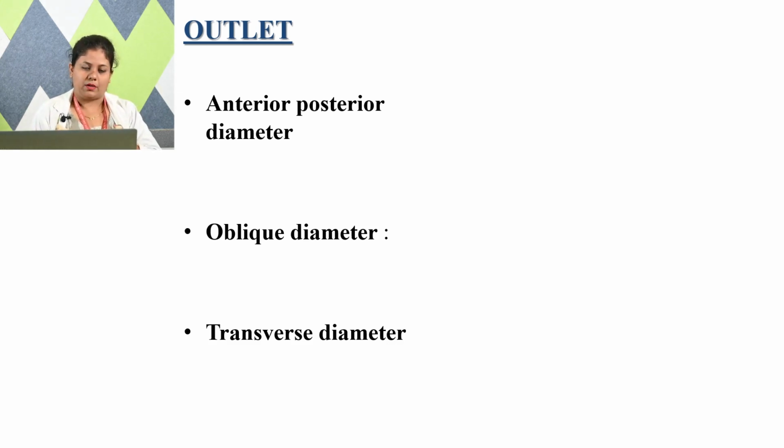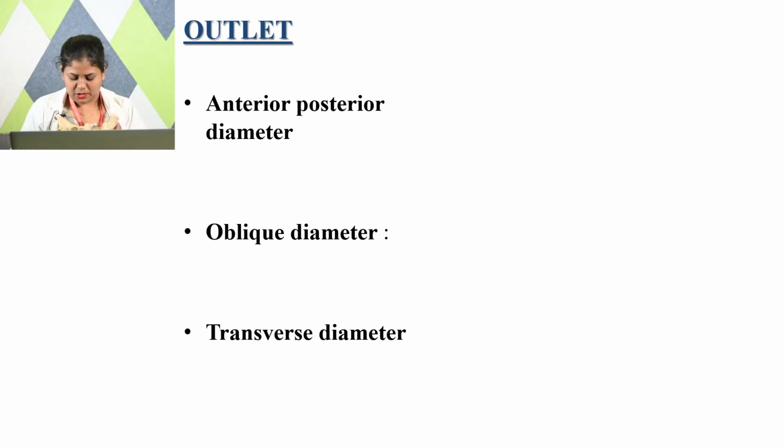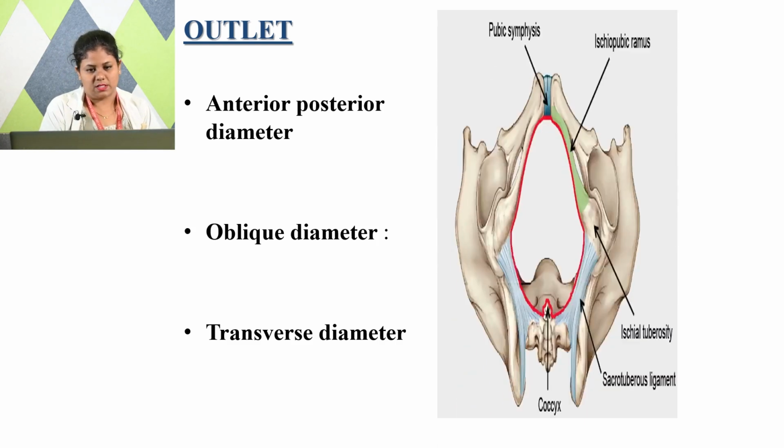Then the oblique diameter is from the sacrotuberous ligament to the mid of the obturator foramen. This is an imaginary diameter, and it is 12 centimeters. The transverse diameter is between the two ischial spines, and it is 11 centimeters. So these are the diameters of the pelvis.